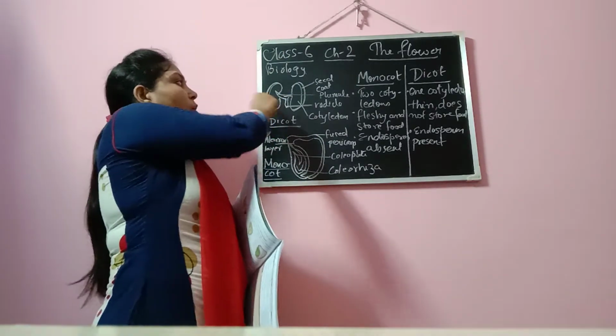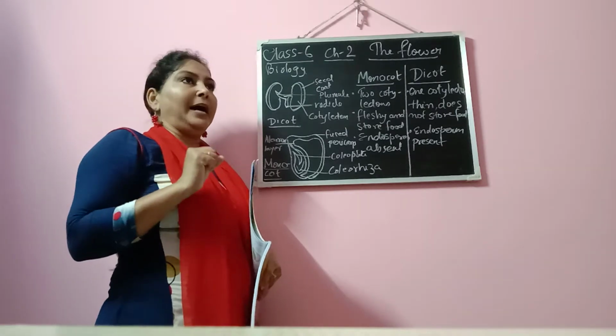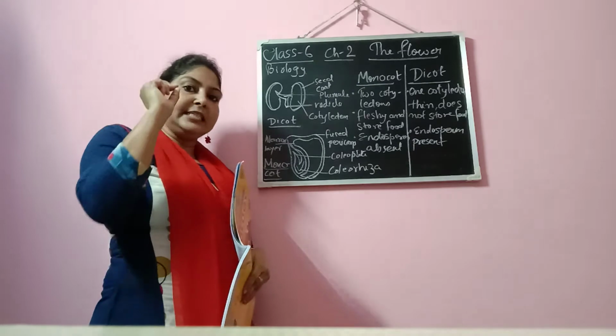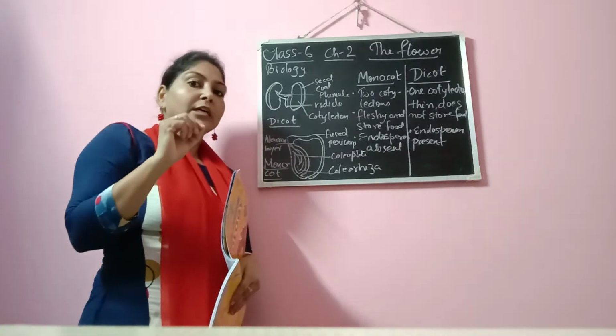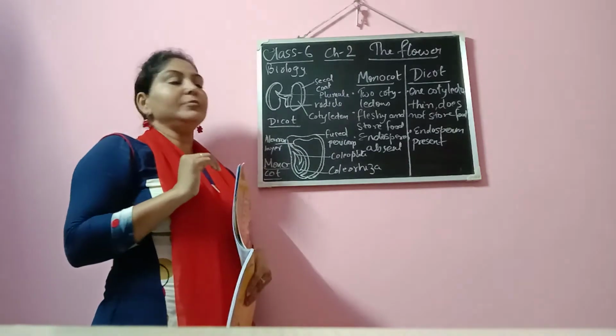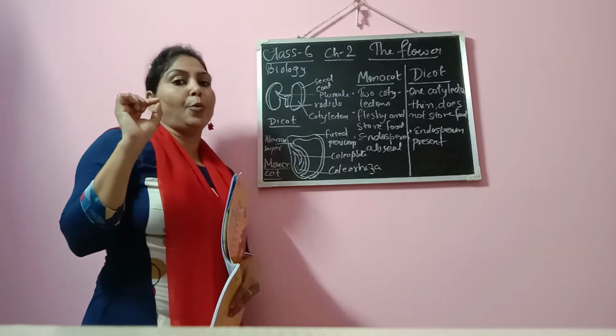Okay. Now here you will see there are again two parts. One is hilum. Now what is hilum? Hilum is the part with which the seed is attached, and just above the hilum you will find a small hole which is called the micropyle.